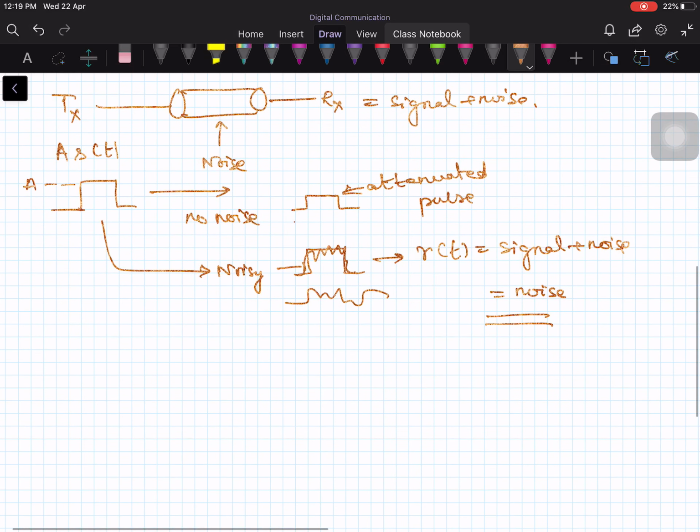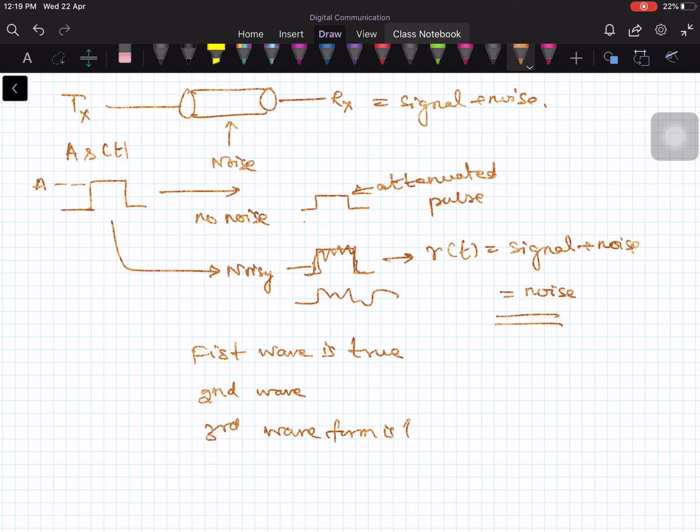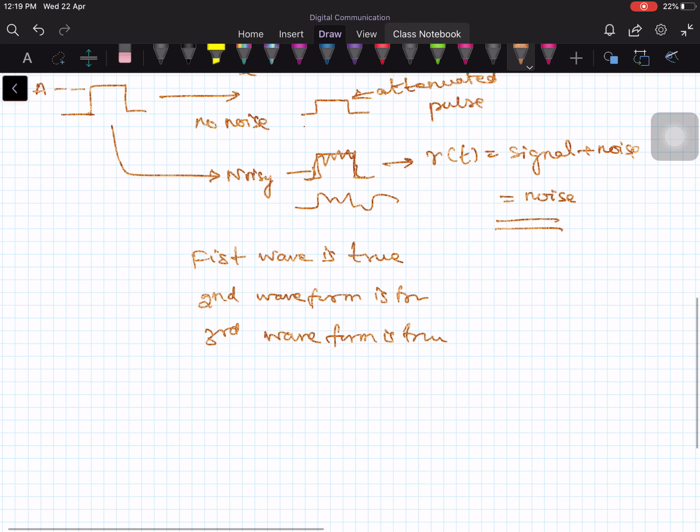So given a particular waveform that you have in a particular interval, which of the M hypotheses is true? That means whether the first waveform is true, or the second waveform is true, or the third waveform is true, or the Mth waveform is true, capital M.